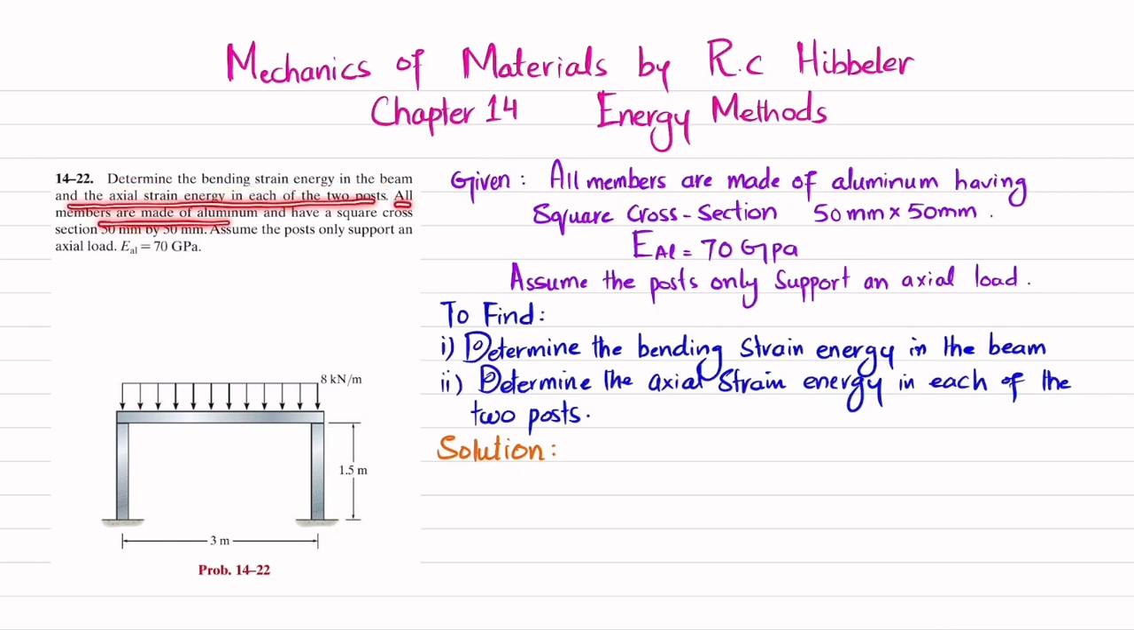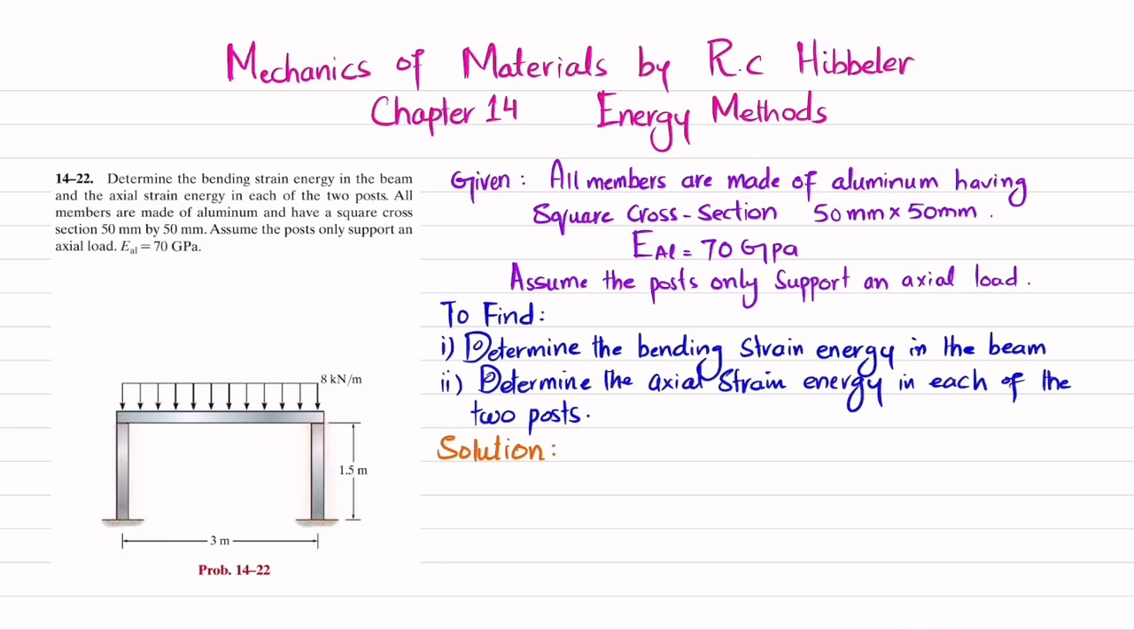All the members are made up of aluminum having a square cross section 50 mm by 50 mm. Assume the posts only support vertical axial load. The modulus of elasticity of aluminum is 70 gigapascal. You can see this is the beam and the loading is shown. There is a distributed load of 8 kilonewton per meter, and there are two vertical posts that support this beam. So you have to find the bending strain energy in this beam and the axial strain energy in this vertical post.